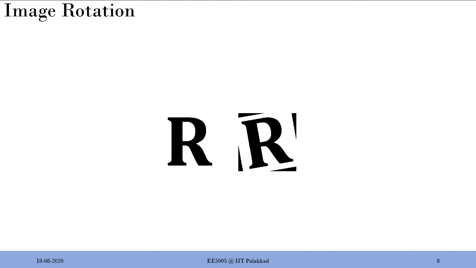The other interesting aspect is image rotation. This is heavily used in many places, image rotation. So the expression is very simple. You have the original coordinates x and y, and you have the final coordinates x dash and y dash, and they're related by a simple rotation matrix as shown here.